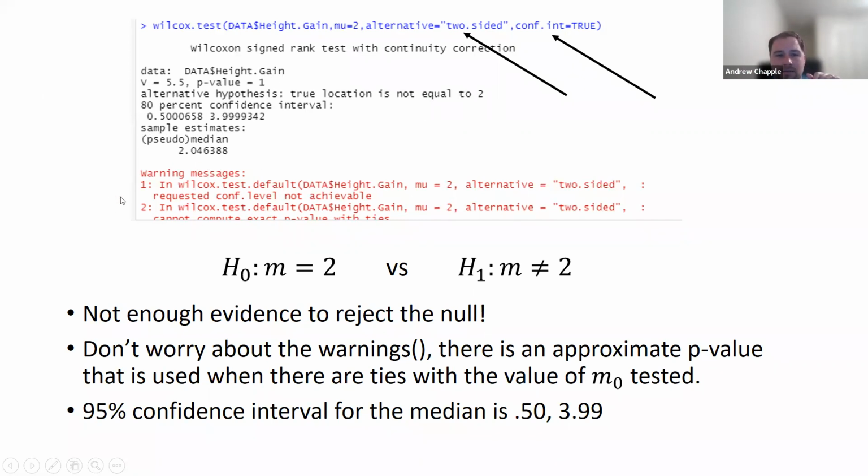You might get these errors here that the confidence interval level is not achievable. You also might get this error here. I don't know if you can see it, but it says cannot compute exact p-value with ties. Those are fine. It accounts for these things, but it'll just spit out a warning message just to let you know. So this is what I'm testing. The median is equal to 2 versus not equal to 2. The p-value is really big. It's not below 0.05. So I failed to reject the null.